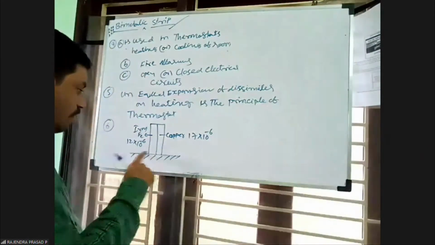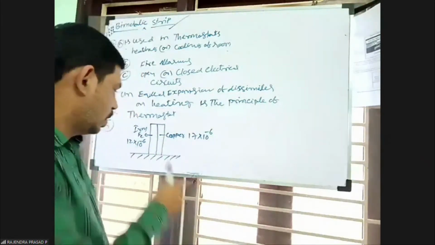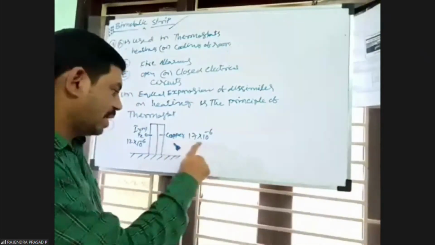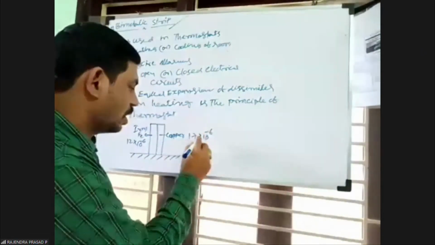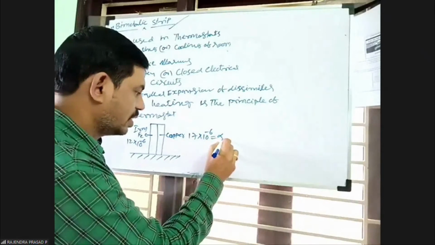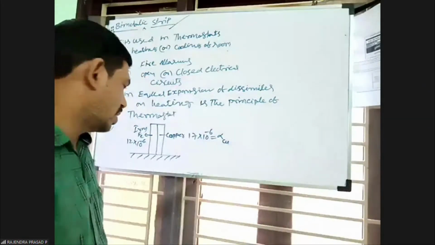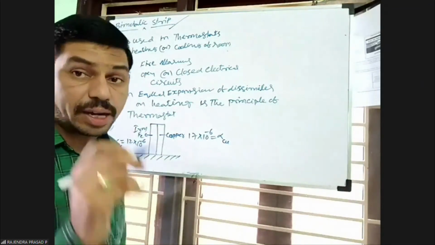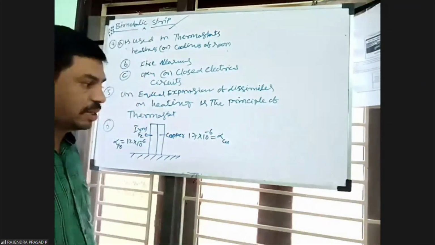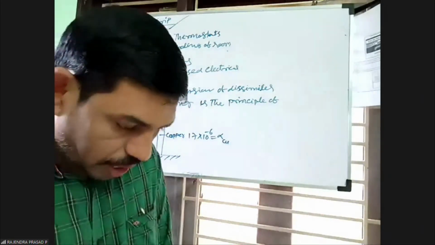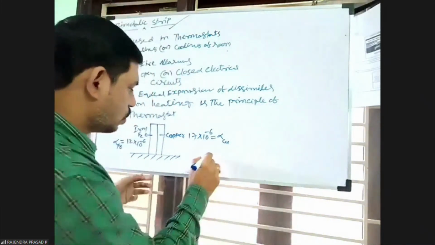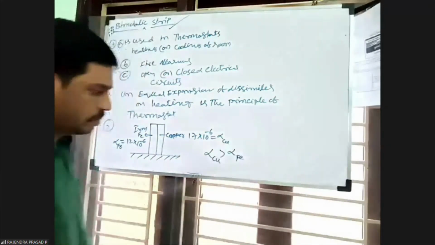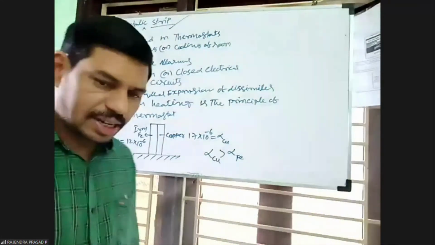So this is the one bimetallic strip. It is placed in vertical position. One is the iron, another is the copper. The coefficient of linear expansion of copper is 17 into 10 power minus 6. Iron is less, 12 into 10 power minus 6. On heating, not cooling. On heating, so alpha of copper is greater than alpha of iron.